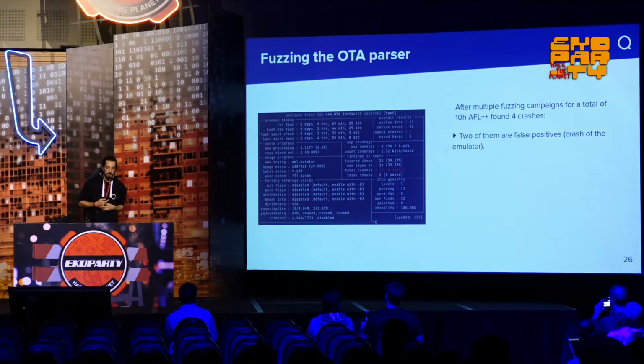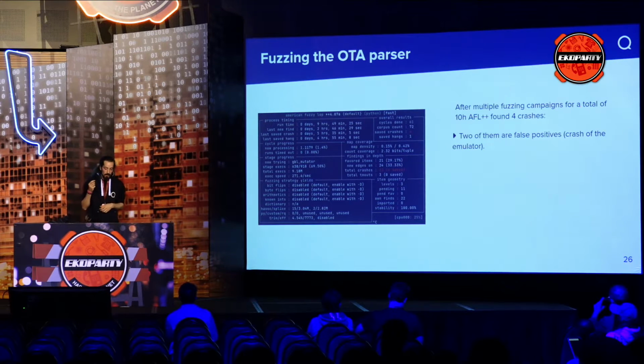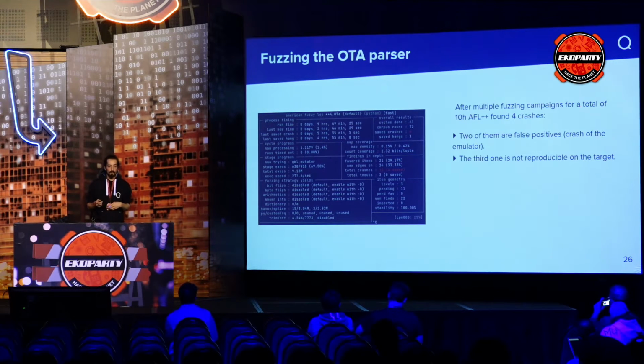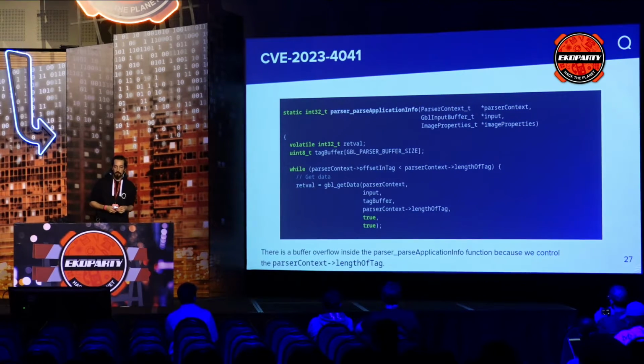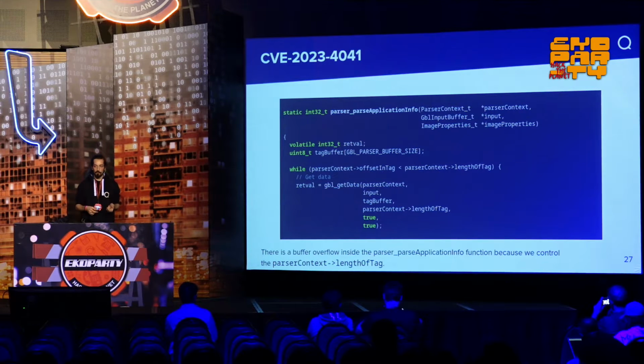The first 2 crashes are false positives. These are crashes that happen in our harness, so it's our bugs, not the bugs of the emulated code. The third one couldn't be reproduced on the real target, maybe because there are some checks that come before the part we emulated, but the last one is very promising. And in fact, it allowed us to discover that there was a buffer overflow inside one of the functions that is parsing the application tag info.